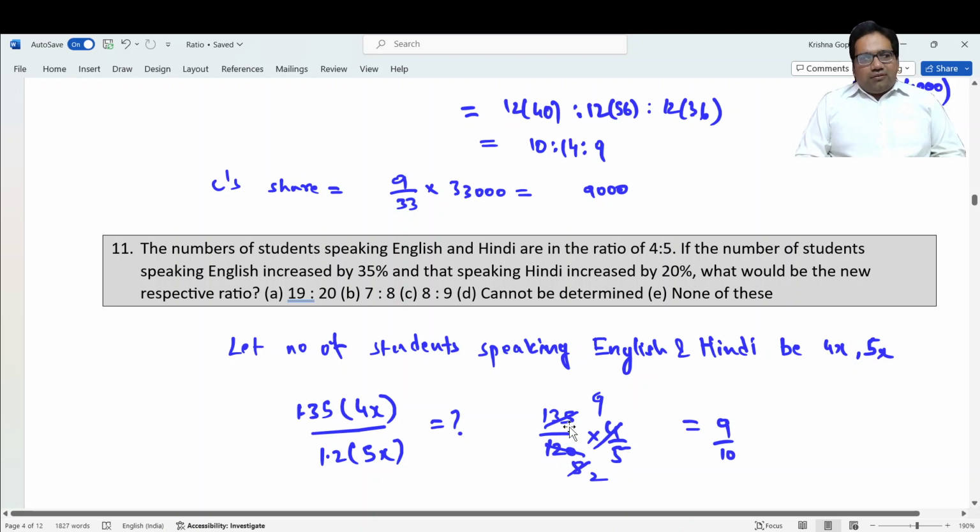Right. Then 135 by 120 is equal to 9 by 8 because 15 8s, 15 9s, right? 9 by 8 into 4 by 5, 4 goes 2 times. Then that becomes 9 by 10. So the new ratio is 9 by 10, English to Hindi. This is also an easy problem only. I just need to know how to write this equation.